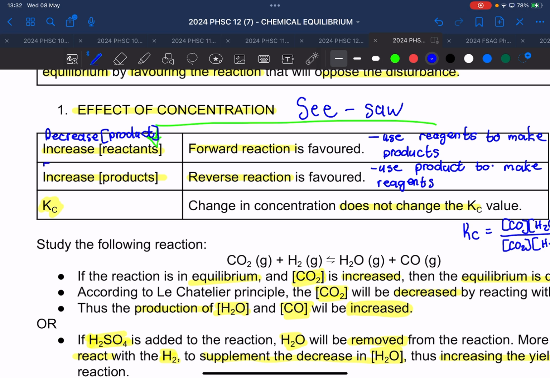And then if we... Yeah, but you were talking about decreasing the products to increase the reactants. So if we decrease products, it's the same as increasing the reactants. Yes. Okay, and if we decrease the reactants, the reverse reaction. Oh, because now the product has to work to get this one. Yes, so our reverse reaction is favored.